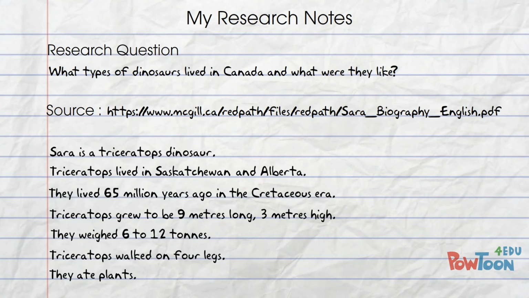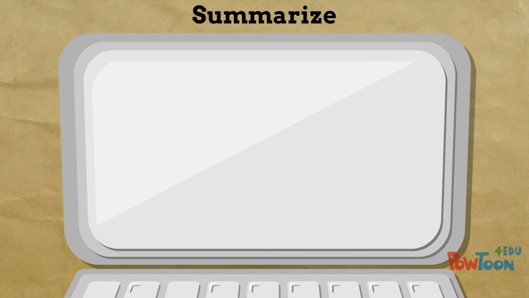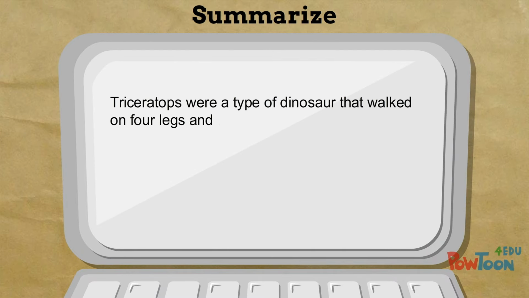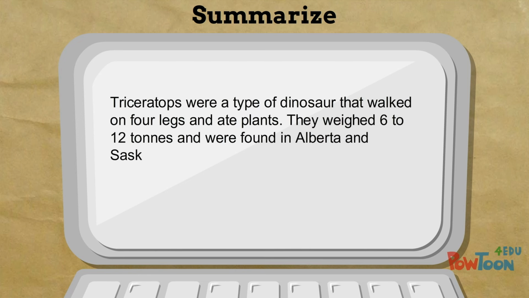Sarah is a Triceratops dinosaur. Triceratops lived in Saskatchewan and Alberta. They lived 65 million years ago in the Cretaceous era. Triceratops grew to be 9 meters long, 3 meters high. They weighed 6 to 12 tons. Triceratops walked on four legs, they ate plants. To summarize, we could simply write, Triceratops were a type of dinosaur that walked on four legs and ate plants. They weighed 6 to 12 tons and were found in Alberta and Saskatchewan.